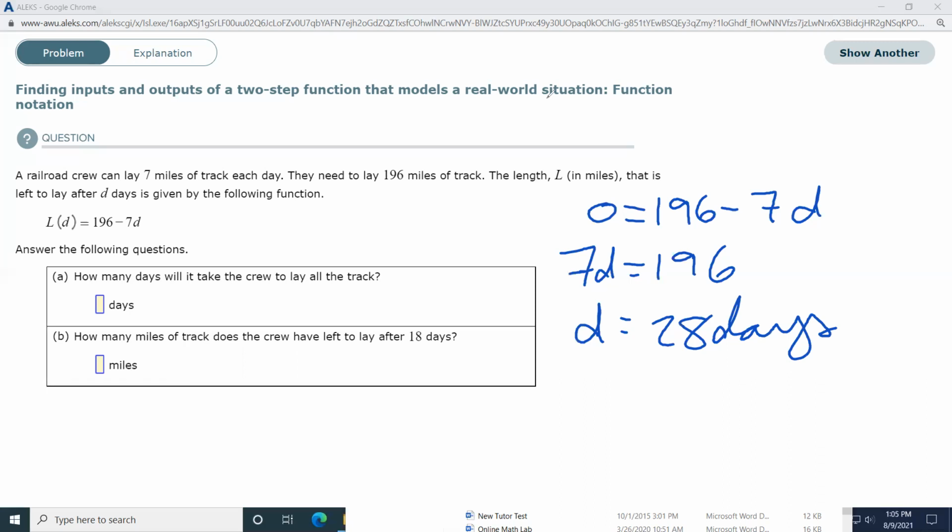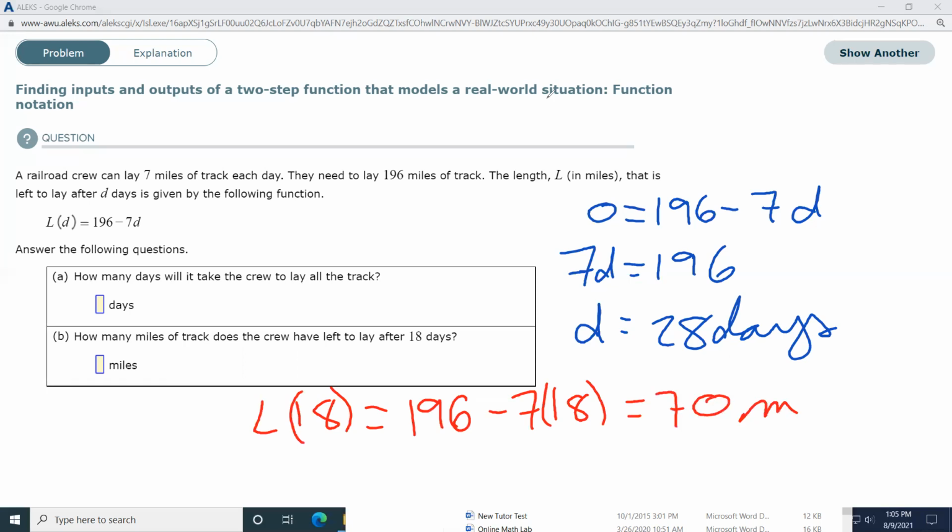Okay, part B. How many miles of track does the crew have left to lay after 18 days? 18 is a number of days, so I plug it in for the variable representing days, or D. And I get 70 miles of track left to go. So after 18 days, they still have 70 miles to go. But hey, they've definitely got over half of it done. They got 126 miles done, so that's not bad.